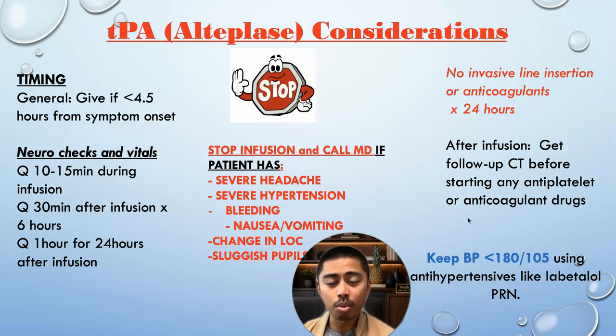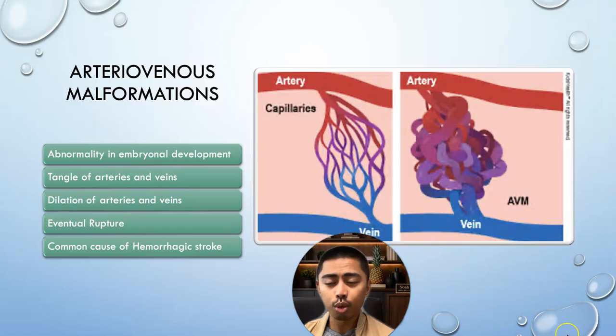We want them to have a permissive hypertension. Protocols are in place so that the brain keeps getting blood perfusion. With the AVMs or arteriovenous malformations, these are your congenital tanglement of arteries and veins. They don't have any capillaries, they have weak vessel walls, they can dilate, and they have a risk for ruptures, especially in your older adults.